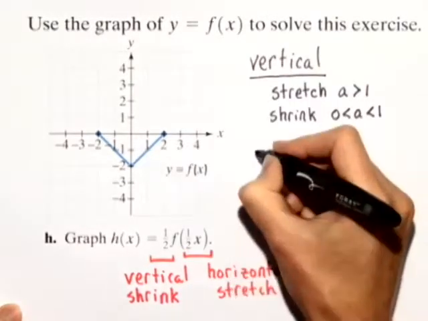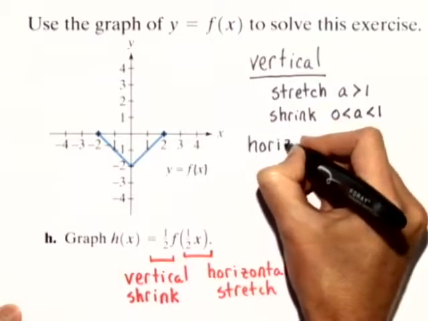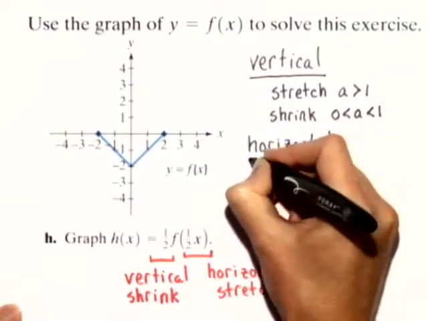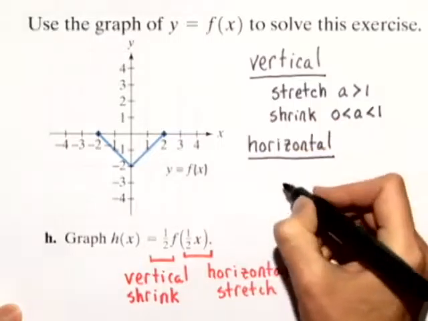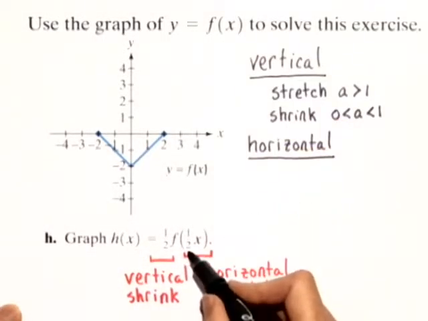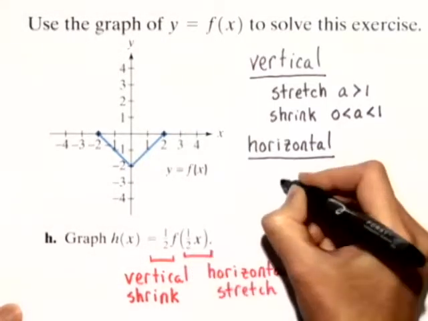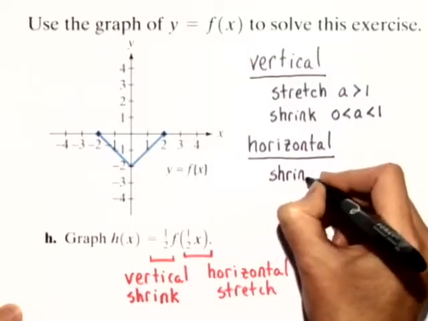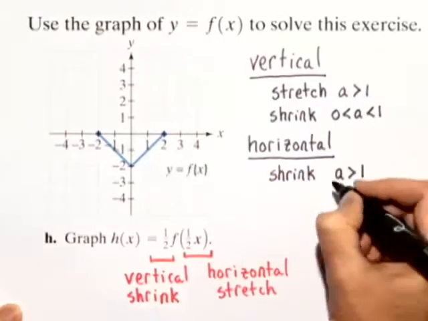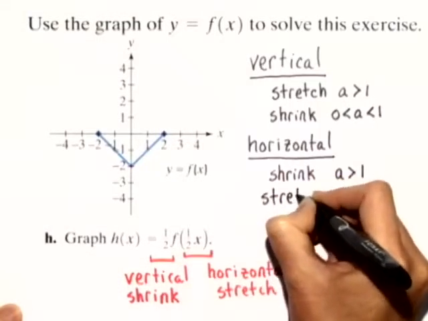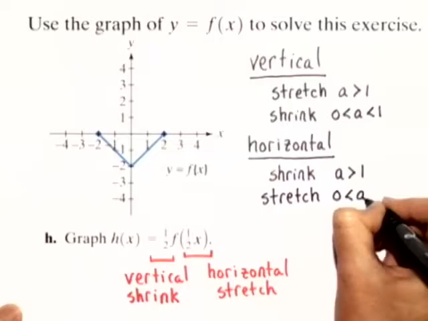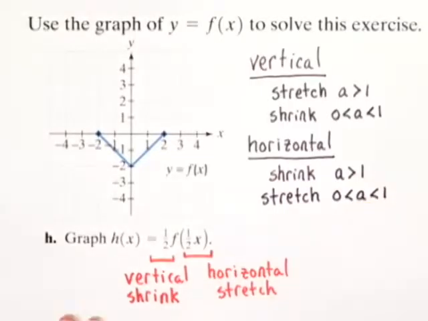Now, inside the parentheses in the horizontal mode, it kind of works in the opposite manner. If the coefficient a is greater than 1, that really represents a shrink. And it's a stretch if 0 is less than a is less than 1. So let's go ahead and plot the new graph h of x. We need to take each coordinate and do the vertical shrink and the horizontal stretch to find the new coordinate.